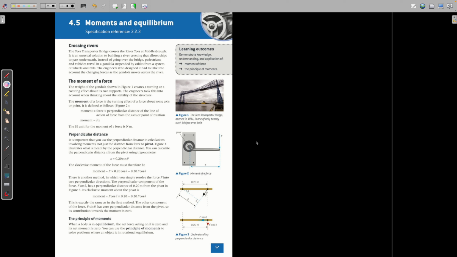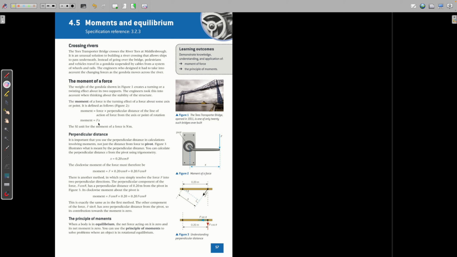Page 57 from the textbook. So it's defining the moment of a force. The moment of a force is the turning effect of a force about some axis or point, usually called a pivot. It's defined as follows. The moment is the force times the perpendicular distance of the line of action of the force about the axis or point of rotation.